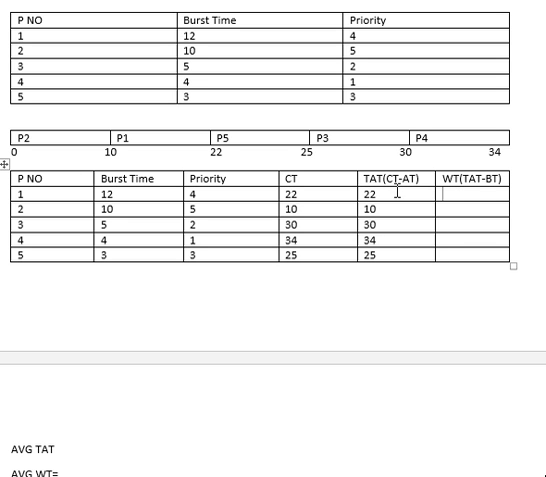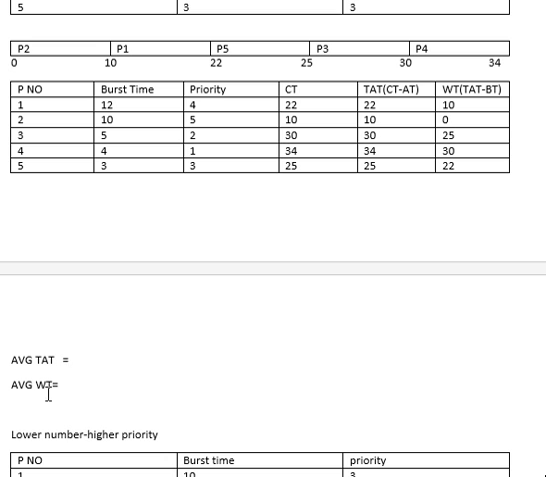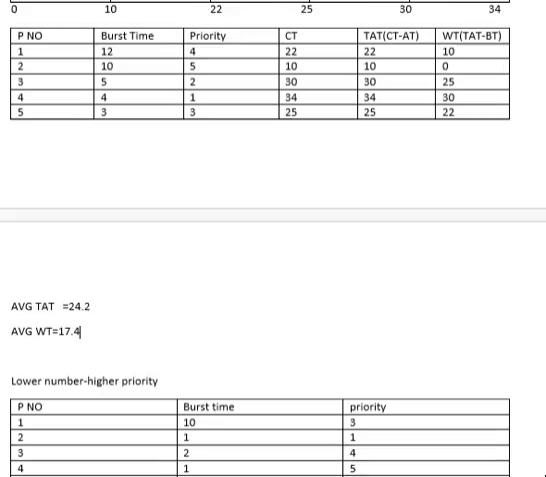And waiting time will be turnaround time minus the burst time, so 22 minus 12 will be 10. Next is 10 minus 10 is 0, 30 minus 5 is 25, 34 minus 4 is 30, and 25 minus 3 is 22. So for average turnaround time, add all of this and divide it by 5 because there are 5 processes. Again, for average waiting time, add all of this, divide by 5. I'll just give the answers, please try it by yourself. It's 24.2 and this is 17.4.